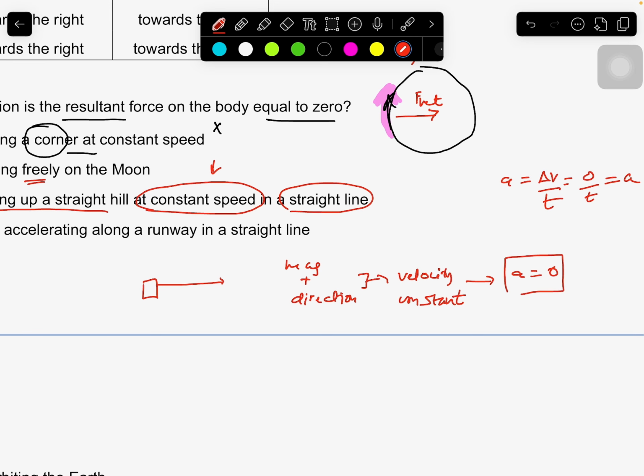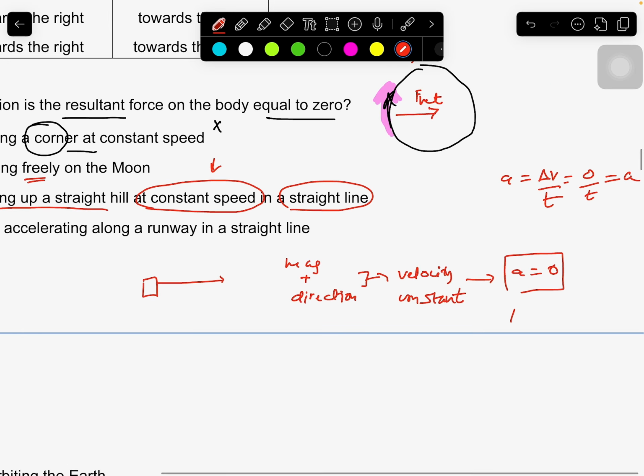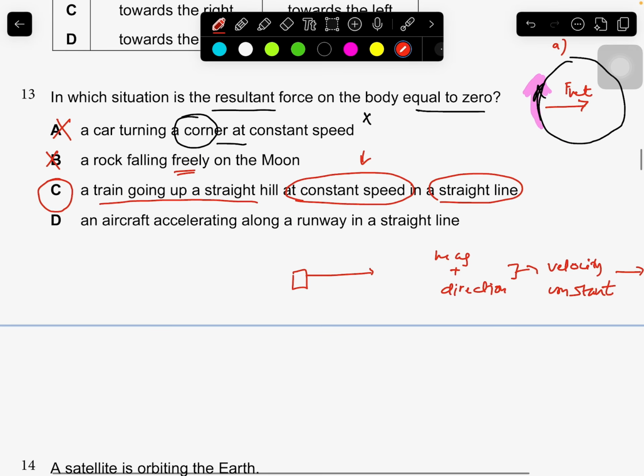And if acceleration is zero, from F equals ma, we know that m multiplied by zero will definitely be zero. So your net force is zero. I'm not even going to discuss D, and I'm done.